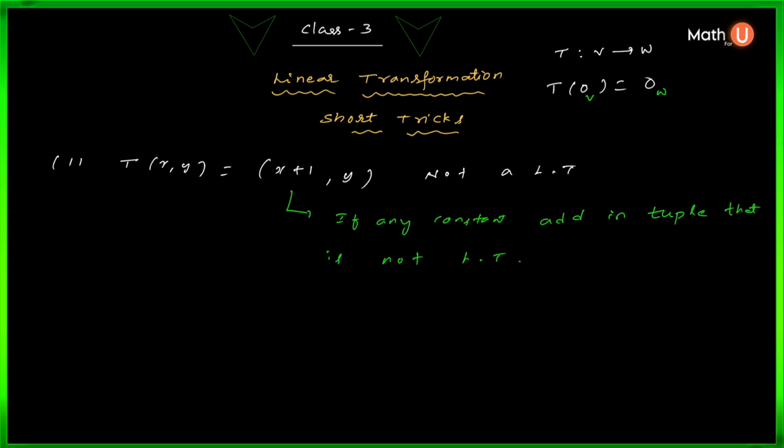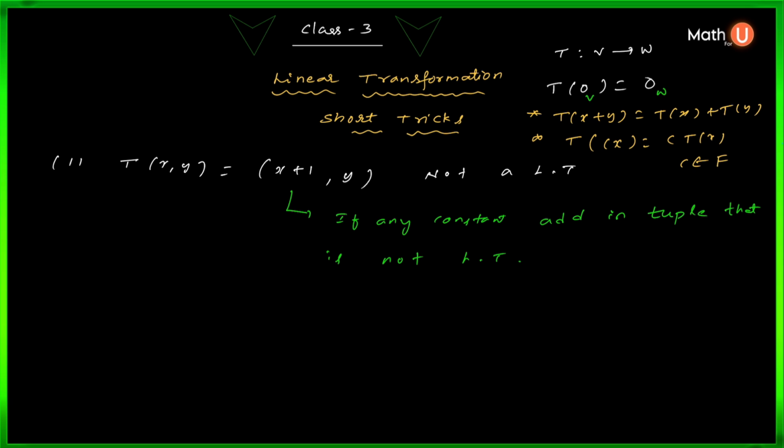The first property is T of x plus y equal to T of x plus T of y, and the second one is T of c into x equal to c into T of x, where c belongs to the scalar field. Field is the set of scalars. Here x and y belong to the vector space V.